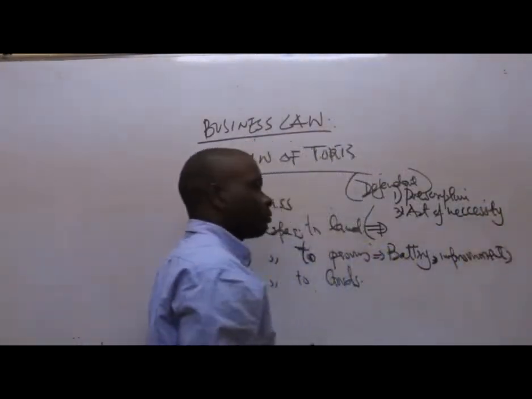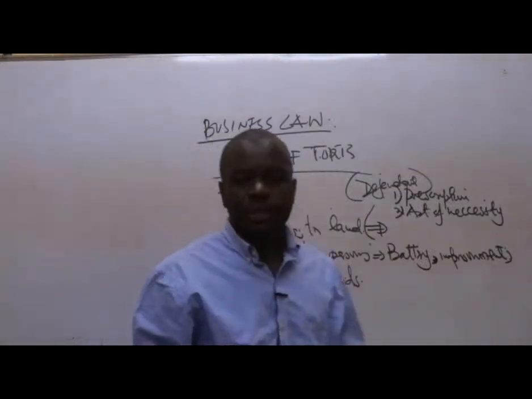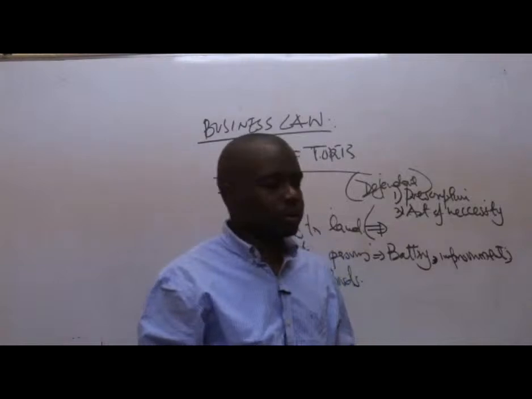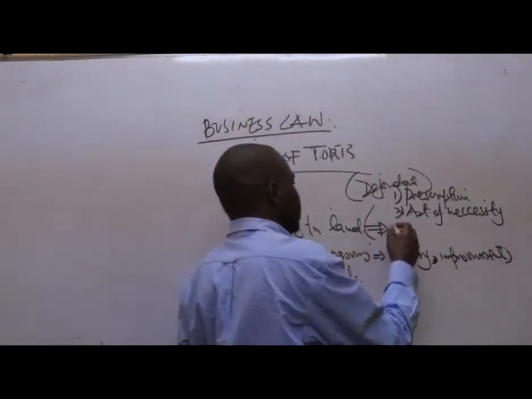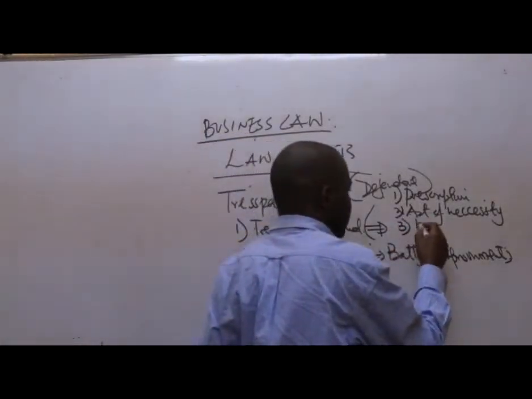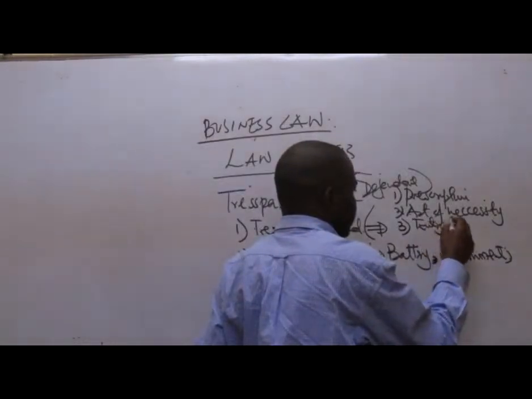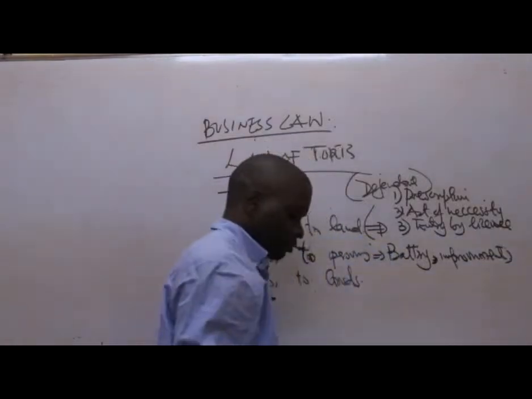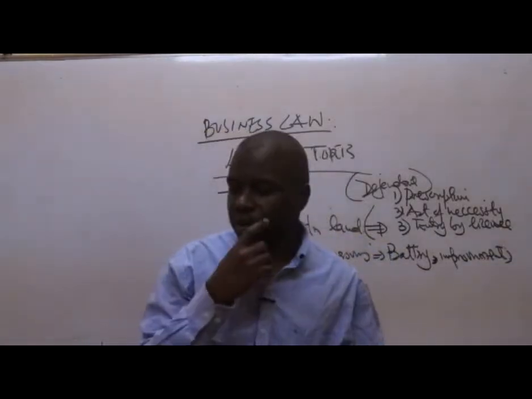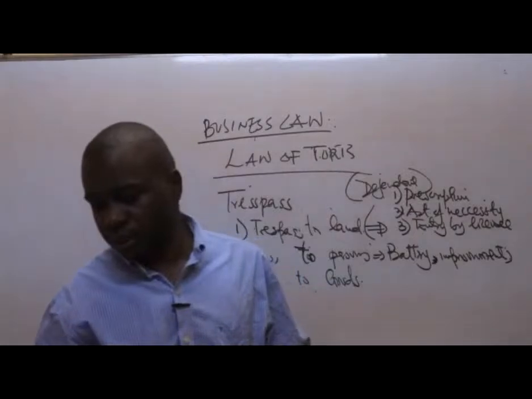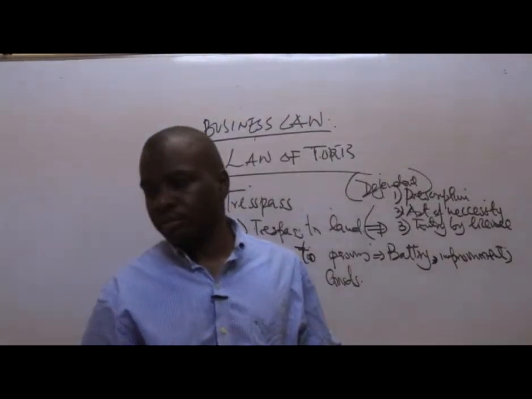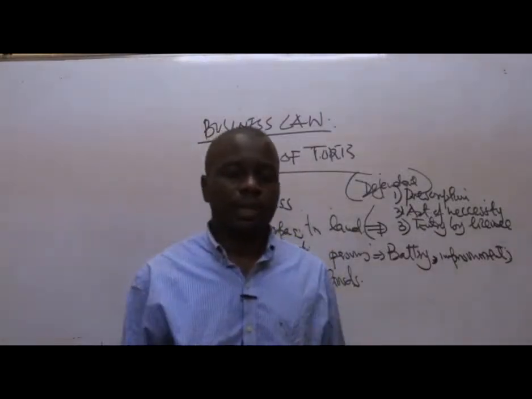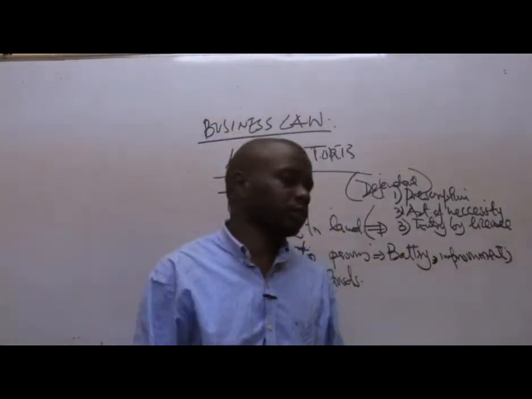So you can talk about prescription or act of necessity. So you can use that as a form of defense. Also, we can talk about entry by license, so entering a person's land through actually being authorized. A licensed person can enter your land or premises without any form of authority. So you can use that as a form of defense in case he is accused of having done what we call trespass to land.